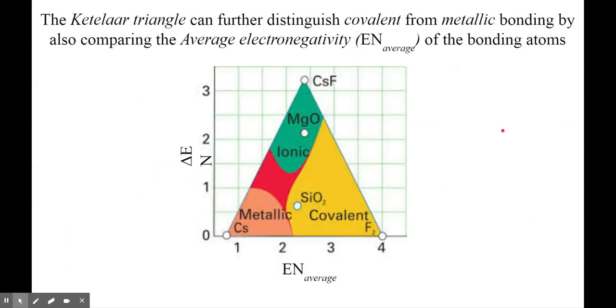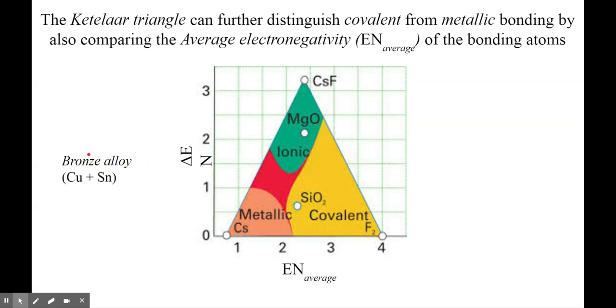Now, we could also look at the Van Arkel-Ketelaar triangle. This can further distinguish metallic bonding, because metallic bonds will also have very small differences in electronegativity, but the difference between covalent and metallic is the average electronegativity. So here we're looking at these three sections: metallic section, ionic section, covalent section.